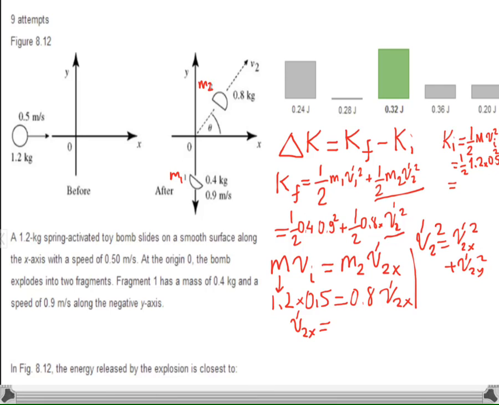How can I find v2 prime y? 0.75. v2 prime x? 0.75. The other one, 0.4 times the simulator equals 0.8, from there the data.